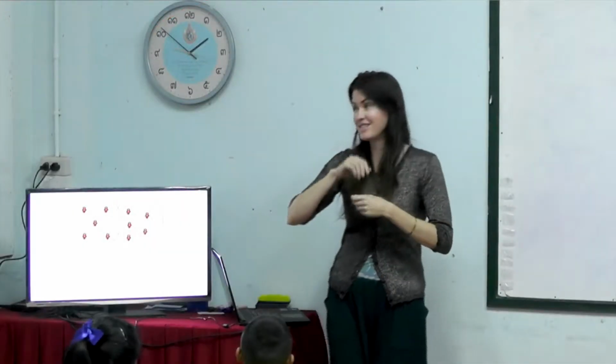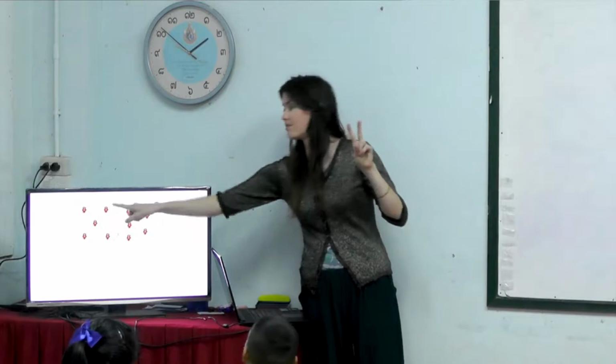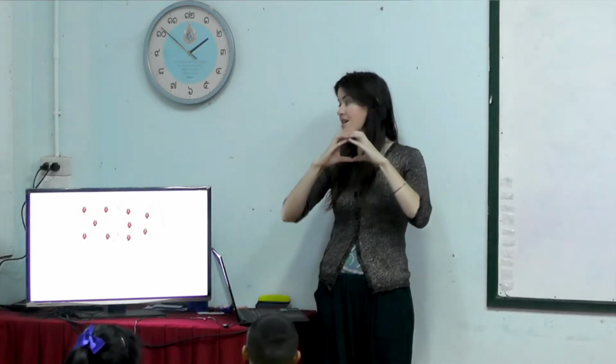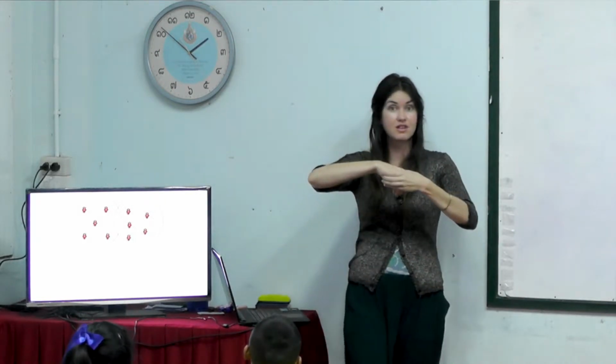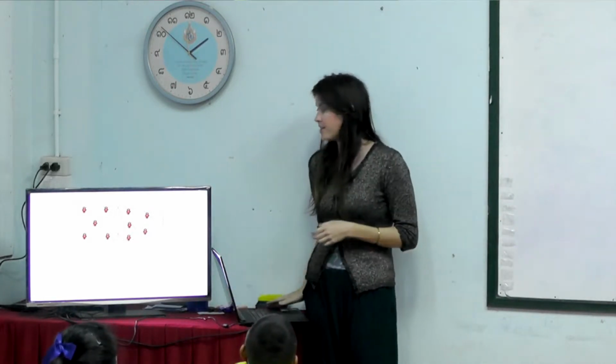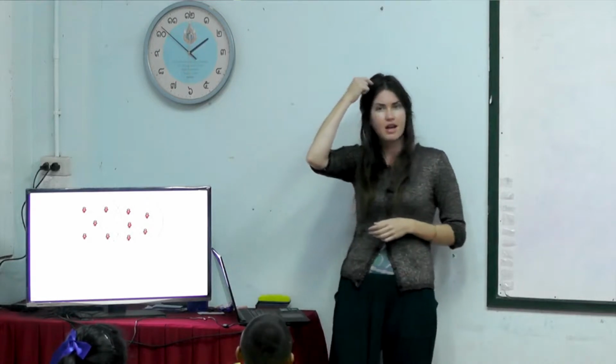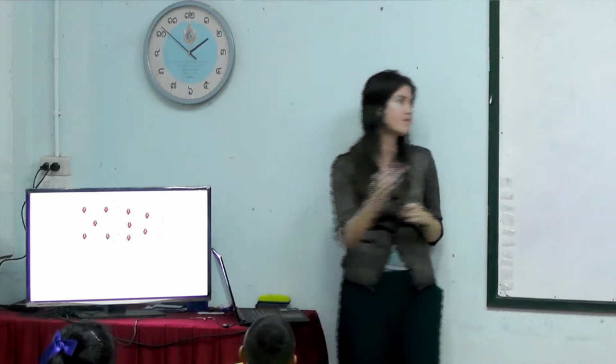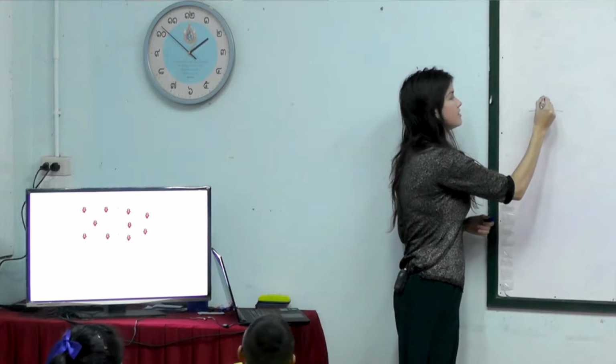5. Good. So we have 2 groups. 1, 2 circles. And inside all of those circles are 5 spiders. Can you think how we can make this with division? How can we write this with division?